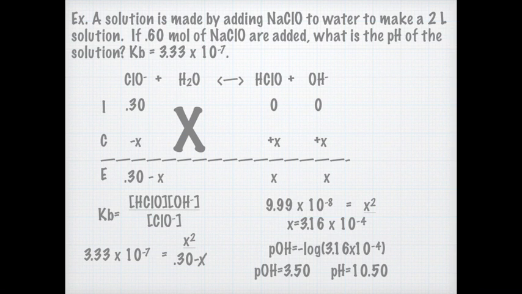Okay? So while the salt questions might look totally different, they're the same as the weak acid or weak base problems, except for the fact that you need to determine what is acting like an acid or a base. So in this case, it was the hypochlorite ion that was acting as a base.